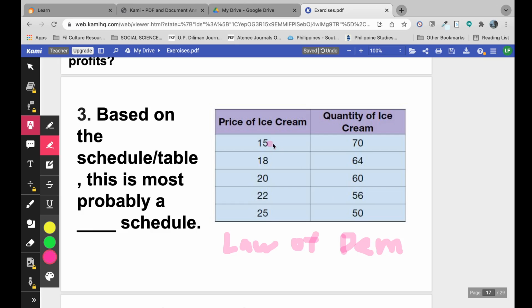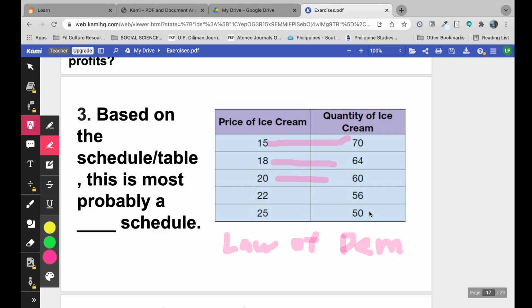With a price of 15, your quantity is 70. With a price of 18, your quantity is 64. With a price of 20, your quantity is 60. 22, 56, 25 is 50. Right? So nakikita natin kapag tumataas yung presyo from 15 to 25, there's also a decrease in the quantity.